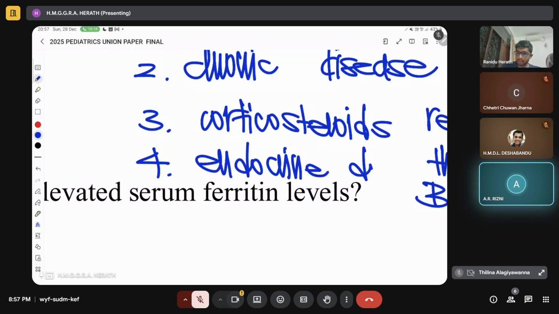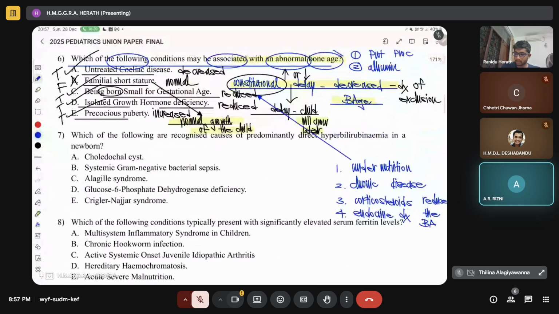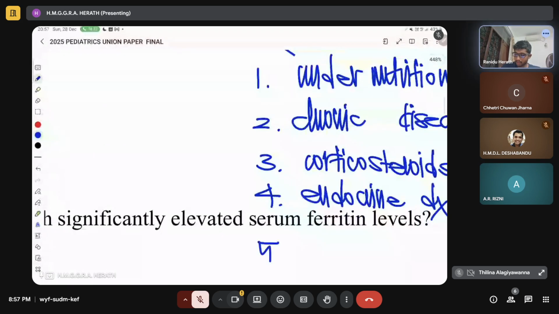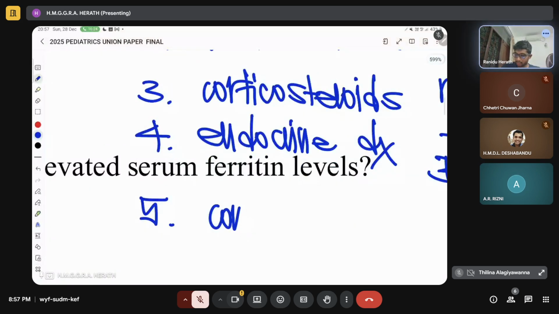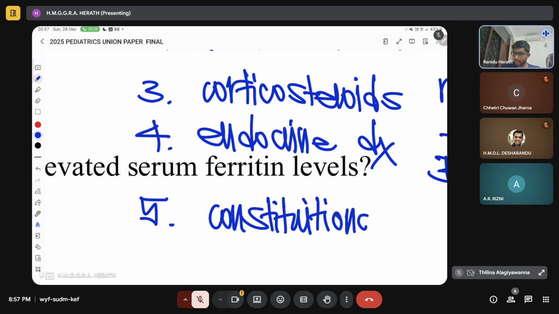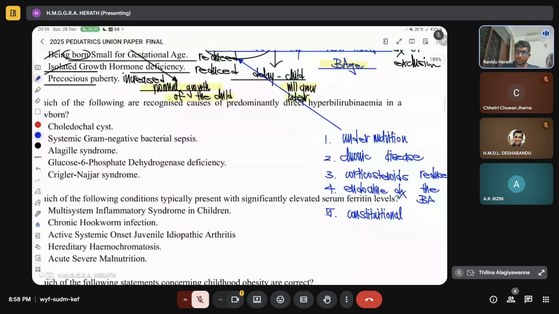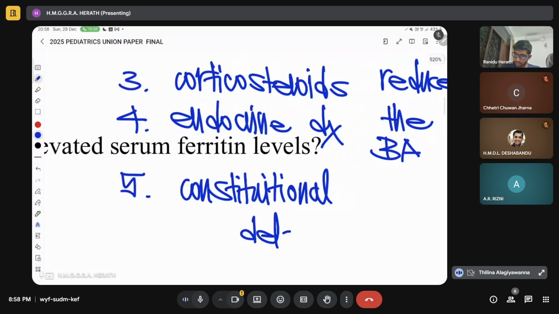Because also constitutional short stature comes under this. Yeah, that is also delayed, no? So corticosteroids, they inhibit the growth plate fusion and the growth plate growth. Right? That is what happens. Understood?